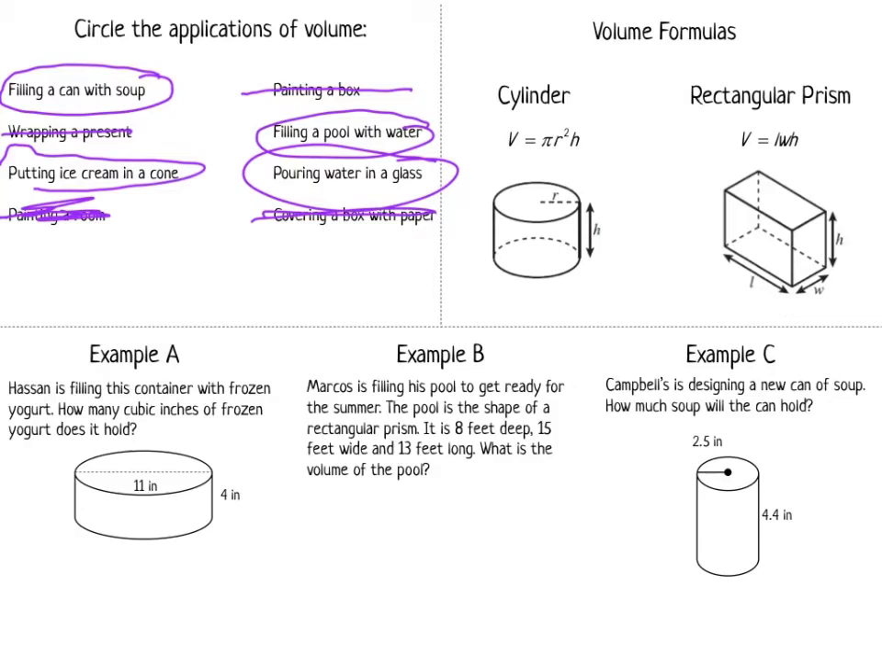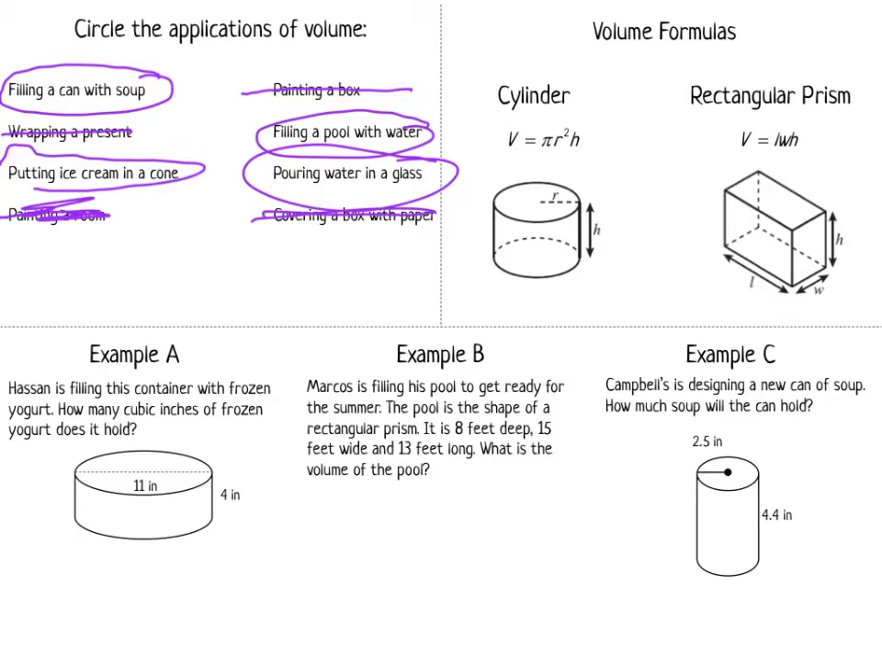Down there at the bottom, we've got a few examples that we can use those formulas for that we have on the upper right-hand side, talking about the cylinder volume formula and the rectangular prism volume formula. However, if you don't have your formula, you can always find the area of the base and multiply it by the height. That applies to any shape that you want to find volume for. So any shape, whether it's cylinder, rectangular prism, hexagonal prism, whatever shape you have in front of you, if you can find the area of the base, you can multiply that times the height and find the volume. So you don't always have to have the formulas, but they do come in handy.